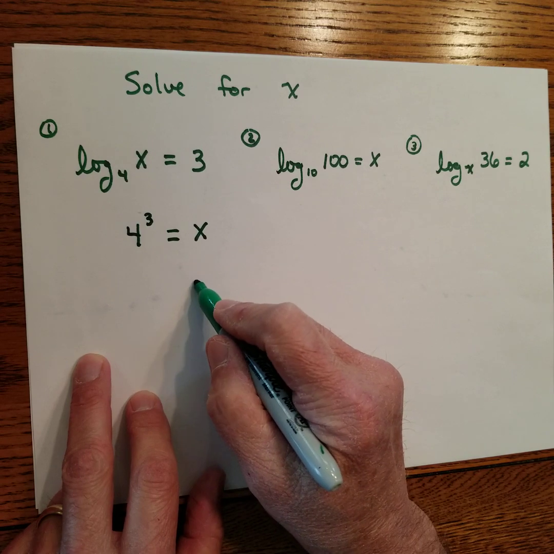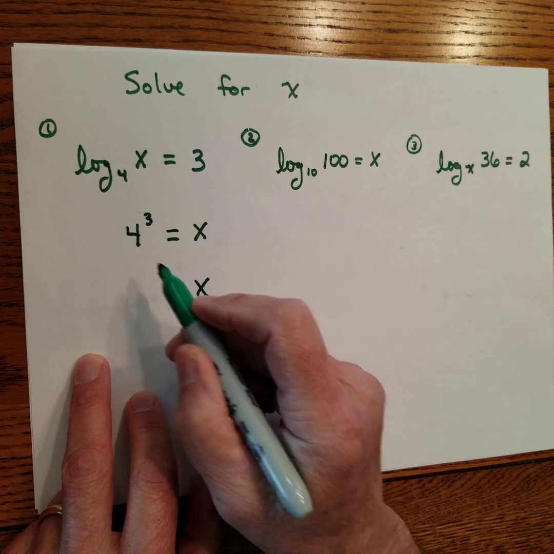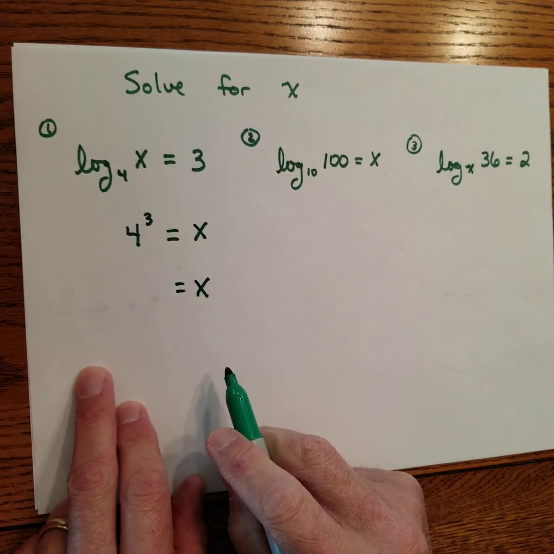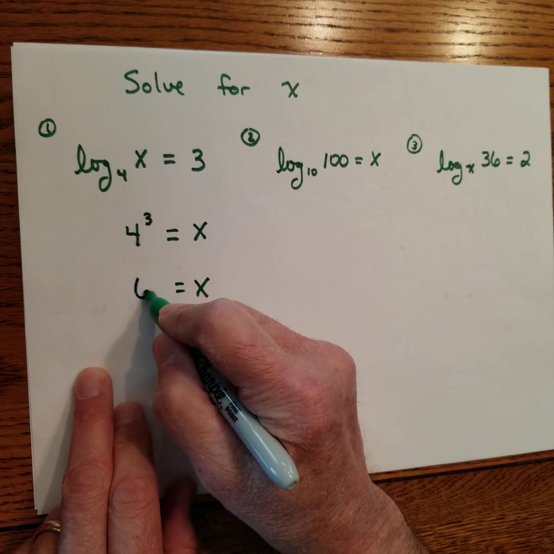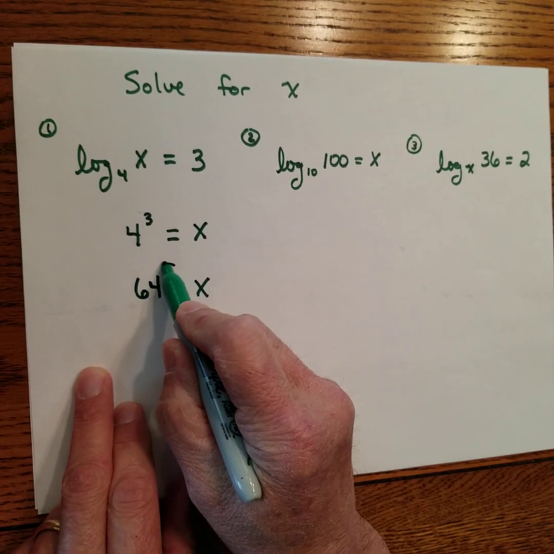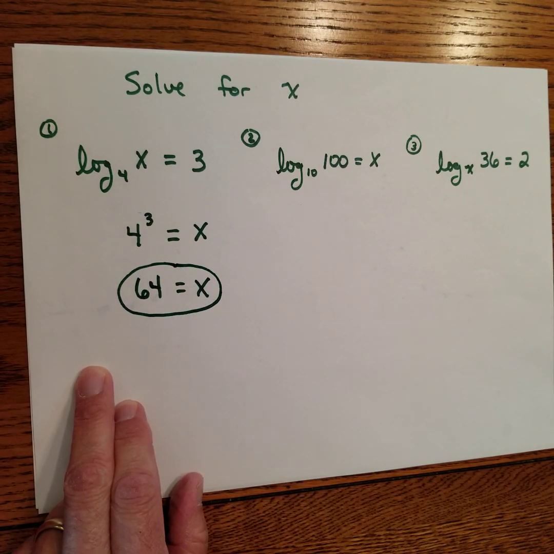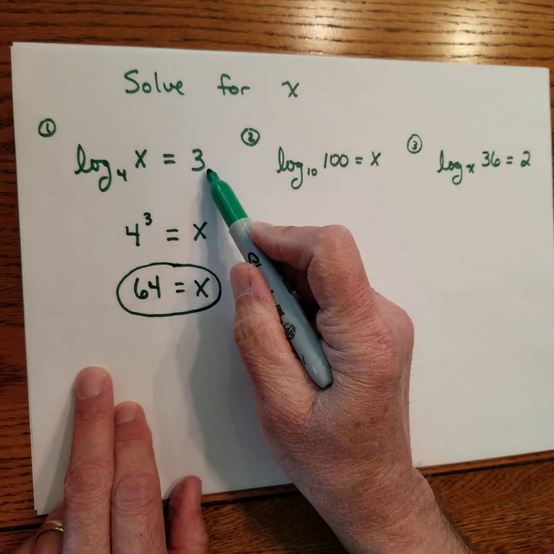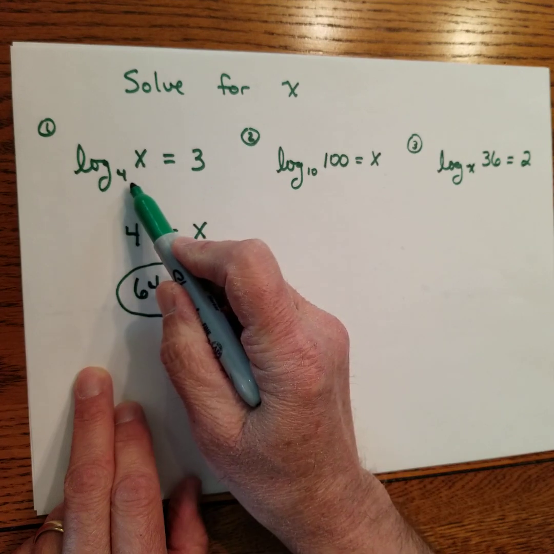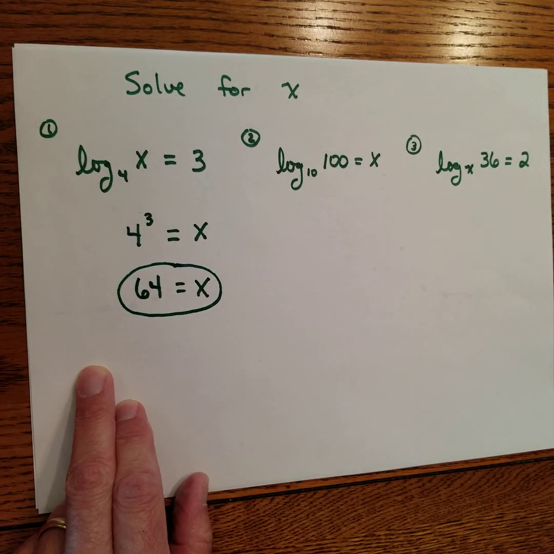Now there's a problem I can do in my head. I know 4 to the third power is 4 times 4 times 4. That's 64. Why is 64 the correct answer? Because 3 is the exponent that changes 4 into 64.